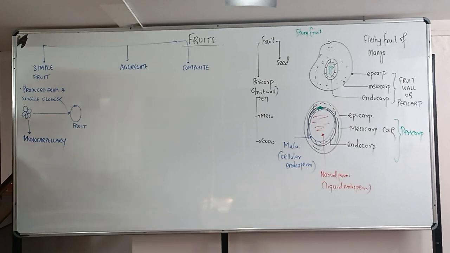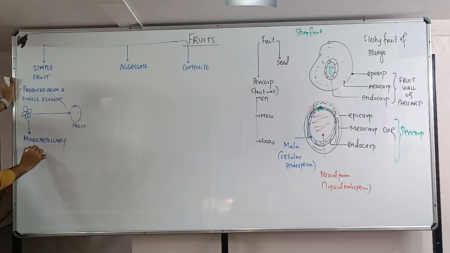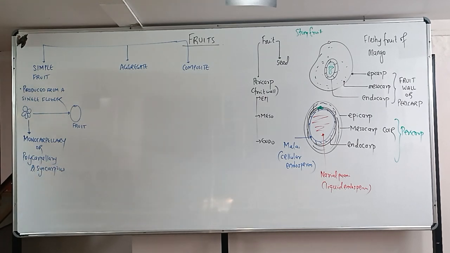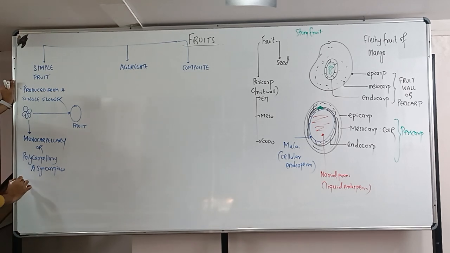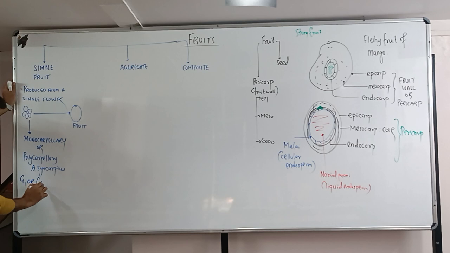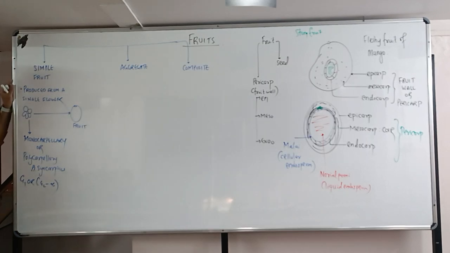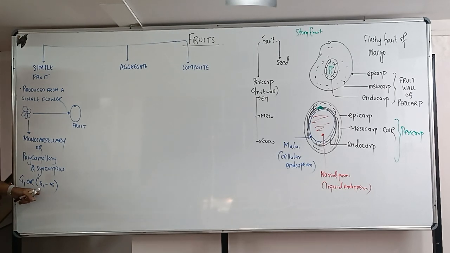First condition: it can be monocarpellary. And if it is not monocarpellary, the other possibility is polycarpellary, and it is going to be a syncarpous gynoecium. If it is syncarpous, it is going to be polycarpellary, which means it will have many carpels. So the minimum number will be 2, and the maximum could be many. So the possibility is either G1 or G2 up to many: a gynoecium with a single carpel, or with 2 carpels or many carpels. I hope you got my point.